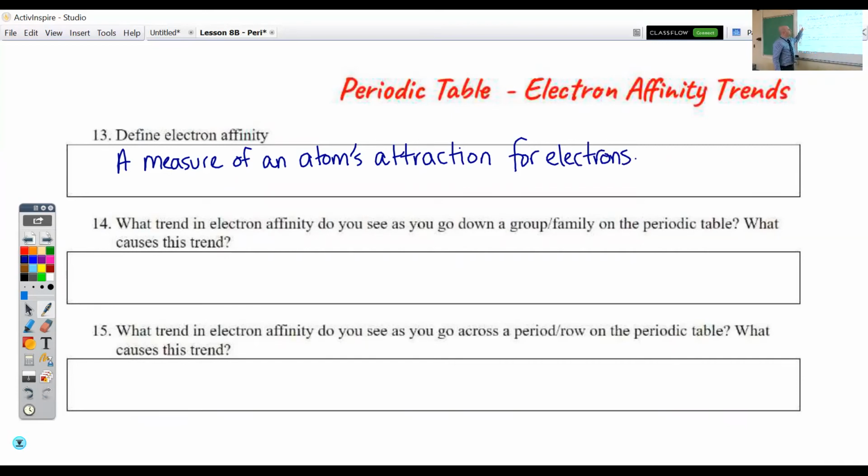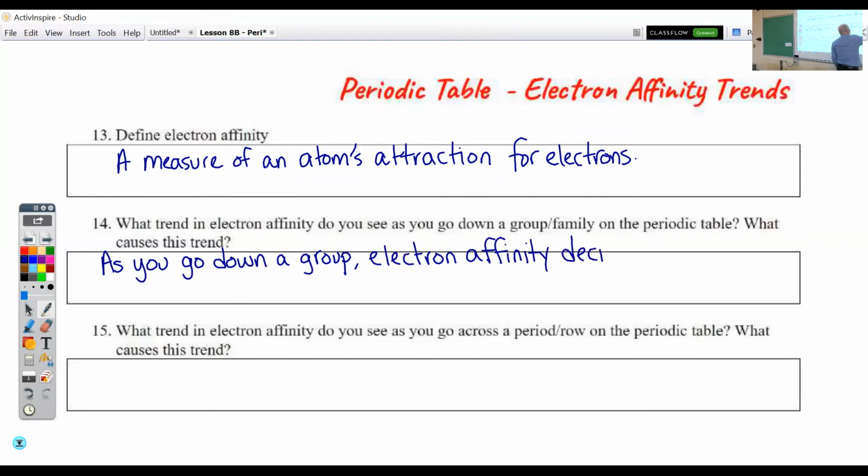Okay, next, what trend in electron affinity do you see as you go down a group? This trend matches the trend for ionization energy. So lower electron affinity at the bottom, higher electron affinity at the top. So as you go down a group, electron affinity decreases.